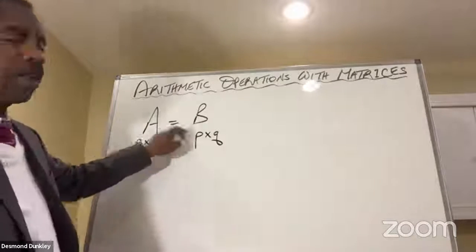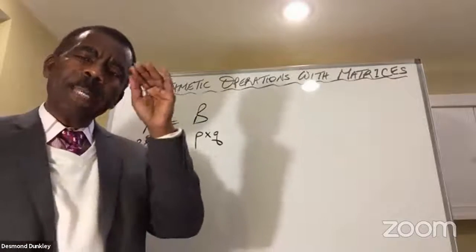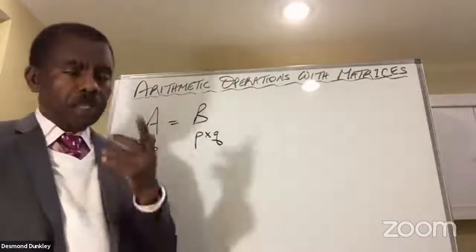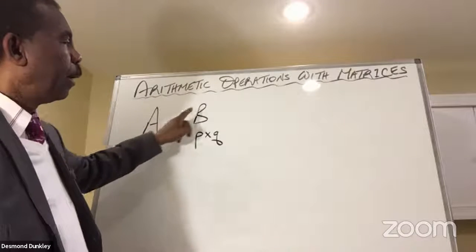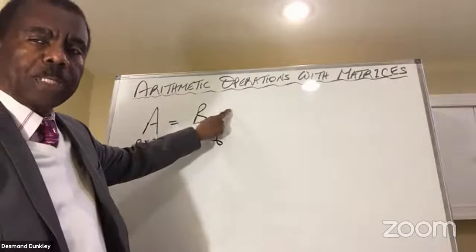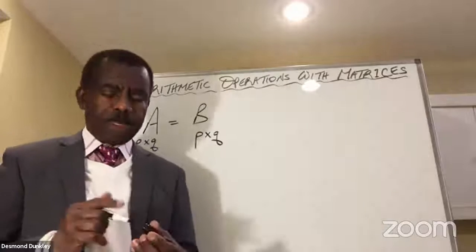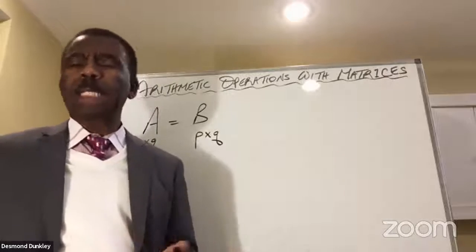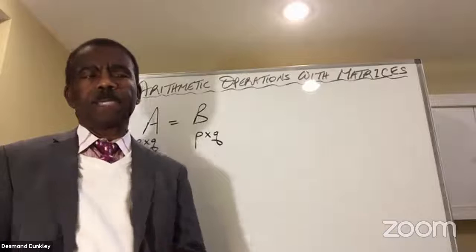And if they are equal, then elements or entries in the corresponding positions will also be equal. In other words, what is in the 2-1 entry in A must be the same thing in the 2-1 entry in B. Otherwise, they're not equivalent. Okay? So then today, we studied arithmetic operations with matrices.